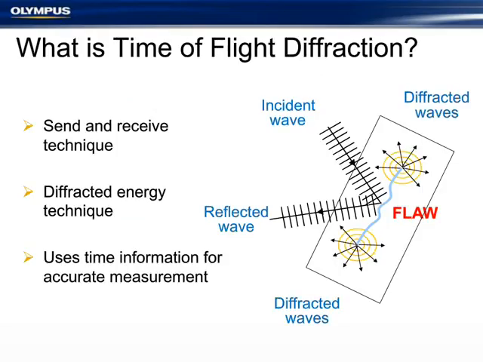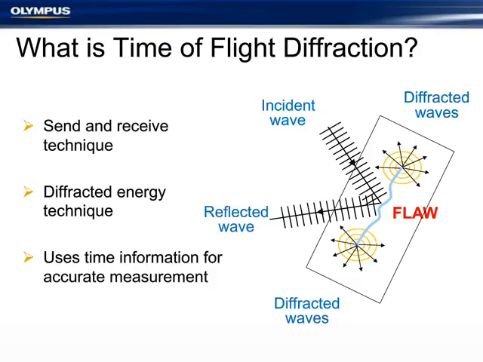So we need to move on just quickly to what is time of flight. Time of flight is a diffraction technique where we send and receive energy from two different transducers, normally straddled over the weld. Since it uses diffracted energy, instead of relying on energy hitting a flaw and then coming back, we actually just hit the flaw with sound, it vibrates, and then it comes out in all directions. The other main difference is we use time information to be very accurate in our measurements. That can be a huge advantage.